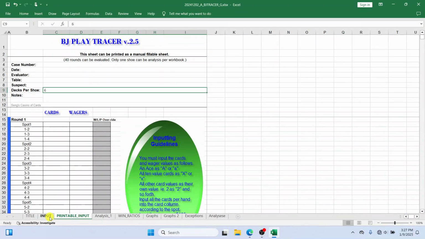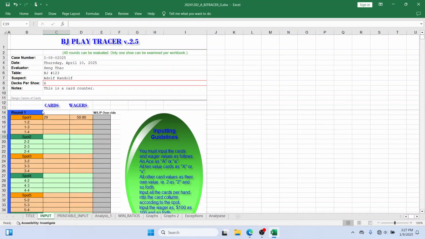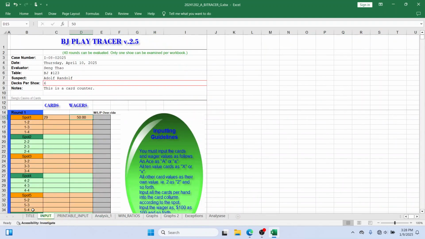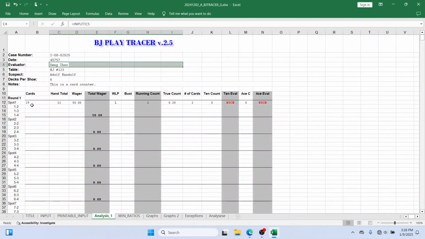So the input tab here is where you track your cards and the wager. If you go to the analysis 1 here, the analysis 1 is where it calculates all the plays. So for example, if we go back to the input sheet, spot 1 has a 2 and 9. They wager $50. Let's go to the analysis here. Spot 1, round 1, spot 1 has a 2 and a 9. Hand total is 11. They wager $50.